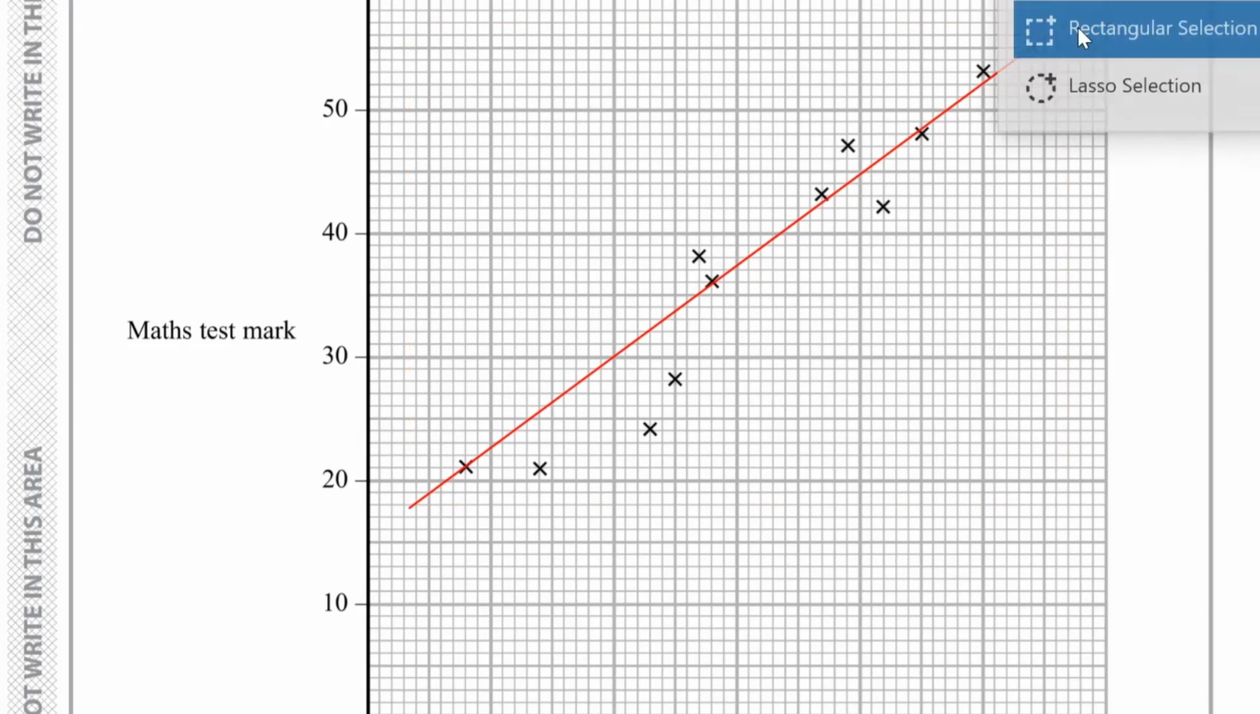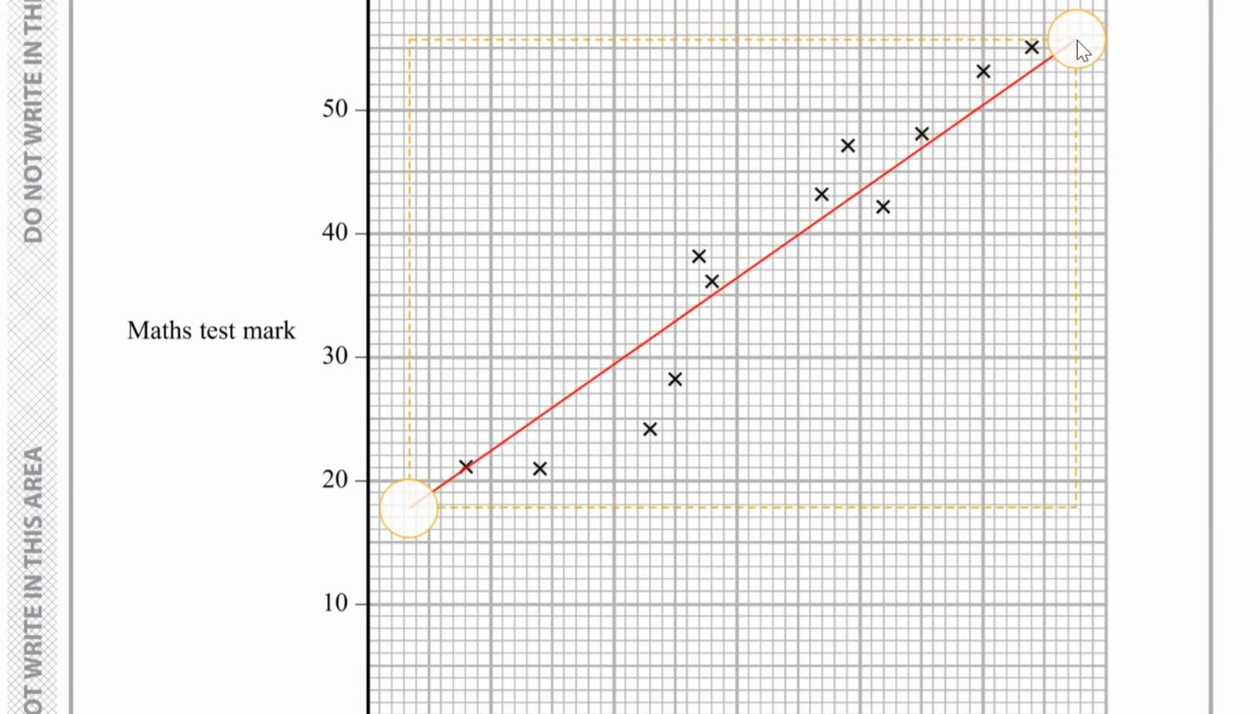Actually, it could be moved down a bit. So if we move it down, because the idea is over here, we want to go through as many points as possible. So something like that.